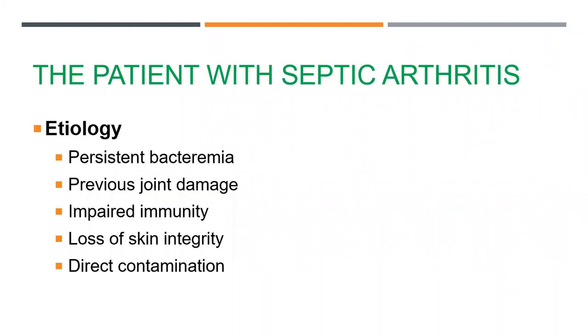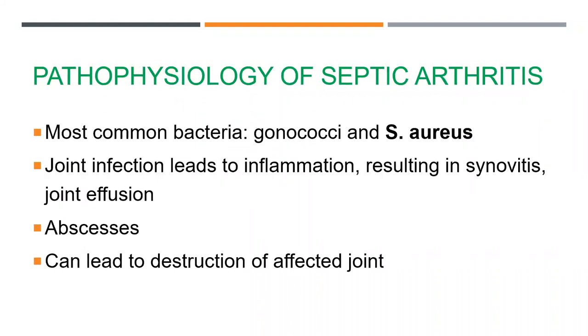previous joint damage, problems with immunity. They often lose their skin integrity, and frequently it can be the result of a direct contamination of the joint. What that means is they had a joint injection and it ended up with an infection directly from that joint injection. Most common bacteria, gonorrhea bacteria, and also Staph aureus.